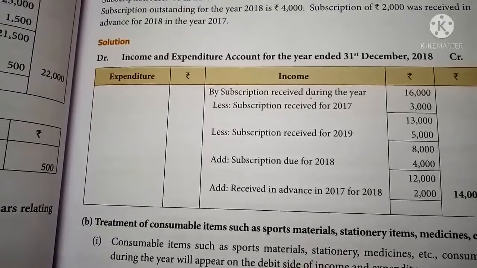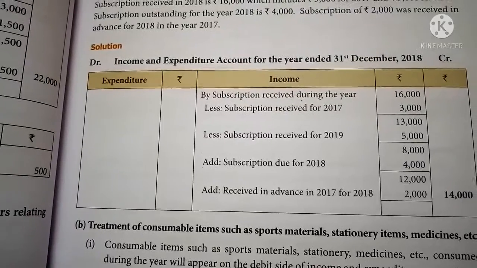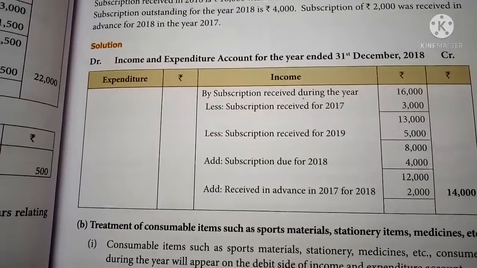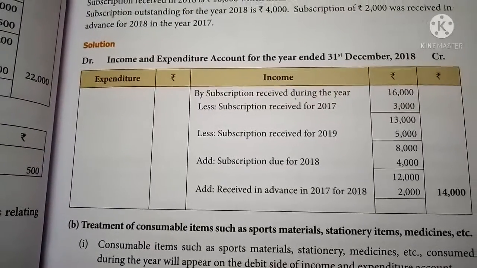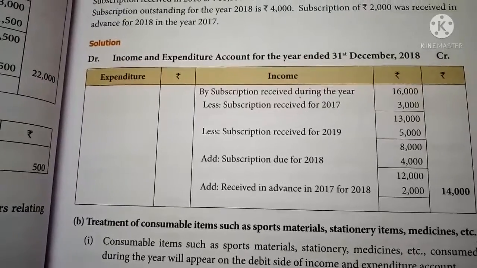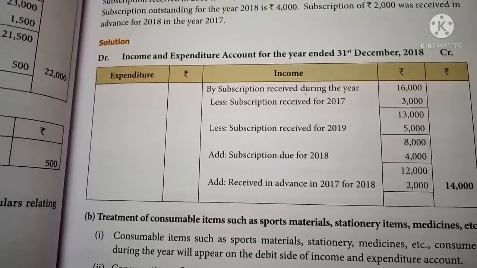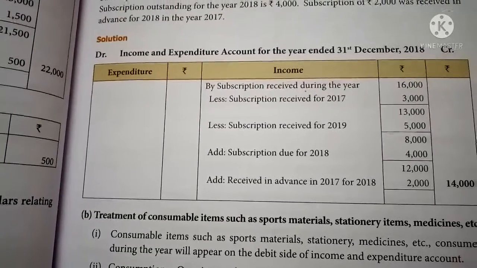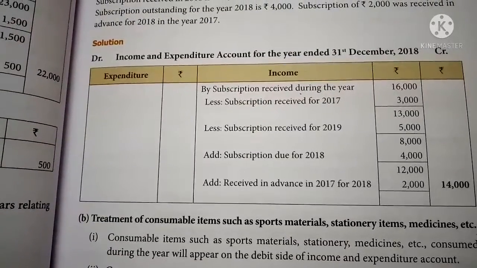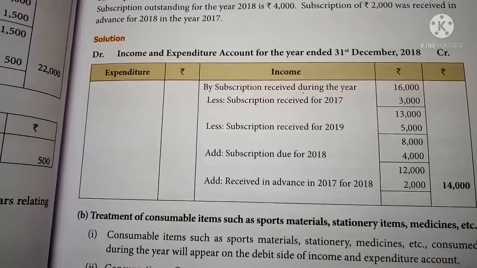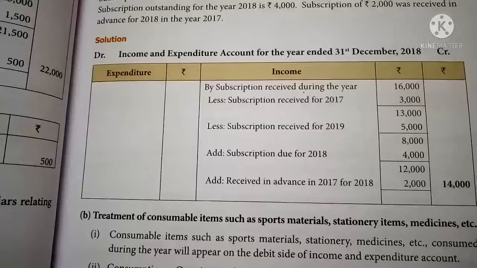To that, add current year subscription outstanding 4000, so the net amount is 12,000. And add subscription received in advance in the year 2017 but relating to 2018, that amount should be added, 2000. So the total value of subscription to be shown in the income and expenditure account is 14,000. With the help of this specimen of adjustment of subscription, you can work out this type of sums, that is subscription related 3 mark and 5 mark sums.